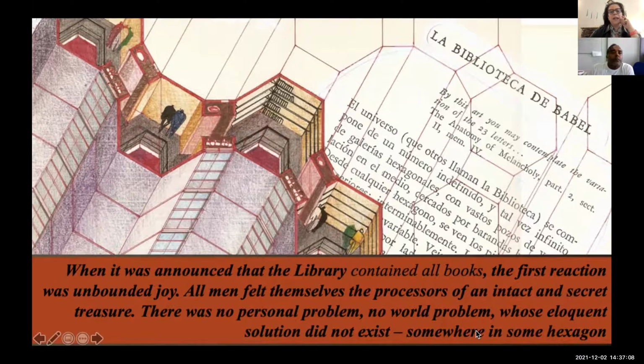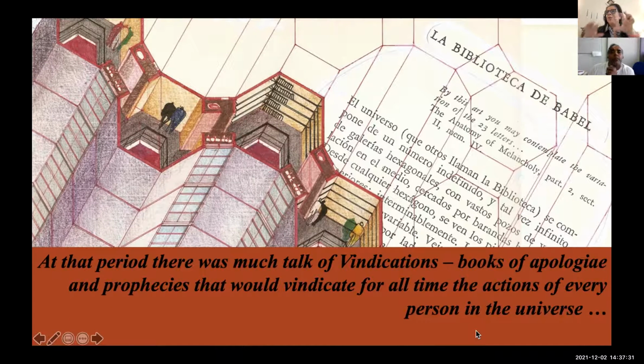It says, when it was announced that the library contained all the books, the first reaction was unbounded joy. All men felt themselves the possessors of an intact and secret treasure. There was no personal problem, no world problem whose eloquent solution did not exist. Somewhere in some hexagon, I remind you that the library is organized in hexagons.